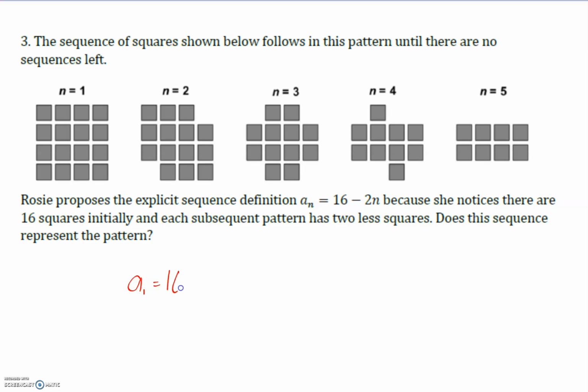Well, the best way to look at it is plug in a 1. We know the first term in our sequence is 16 because there's 16 squares. The second is 14. The third is 12. The fourth is 10. And then the fifth is 8.